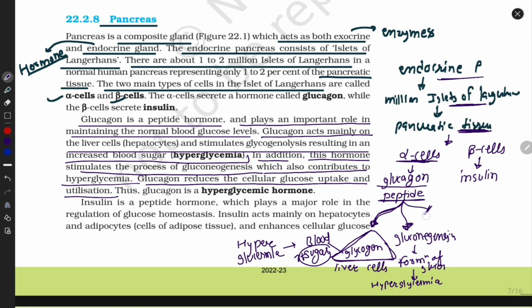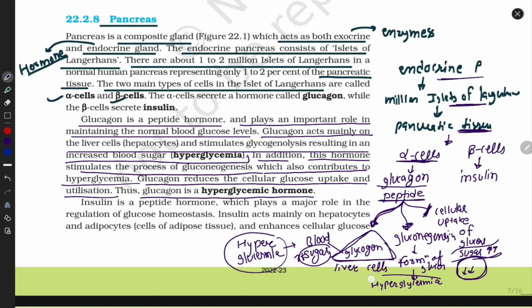This inhibits cellular uptake of glucose because they increase blood sugar, increase in blood and decrease in cells. Now next, thus glucagon is also called hyperglycemic hormone. This term is hyperglycemic, blood glucose increases, so the name of this hormone is also hyperglycemic hormone. Now next, insulin. We completed our glucagon.